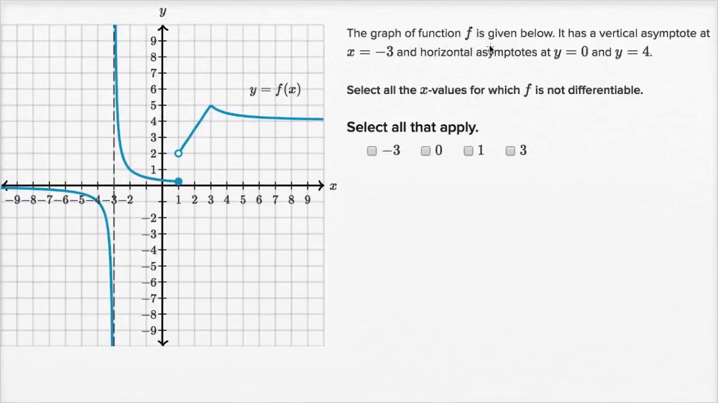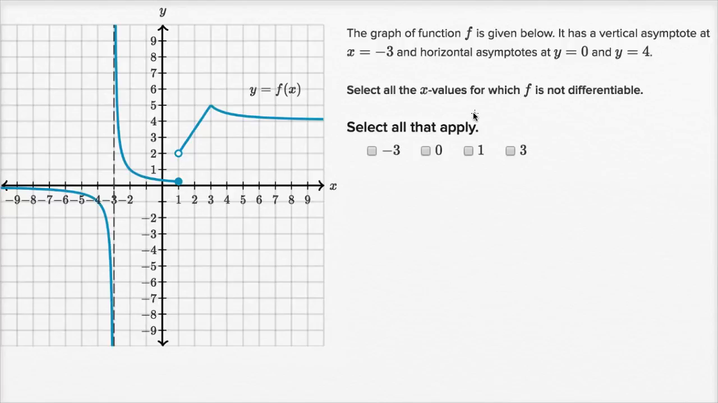The graph of function f is given to the left right here. It has a vertical asymptote at x equals -3. We see that. And a horizontal asymptote at y equals 0. As x approaches -infinity, it looks like y is approaching 0. And it has another horizontal asymptote at y equals 4. As x approaches infinity, it looks like our graph is trending down to y equals 4. Select the x values for which f is not differentiable.